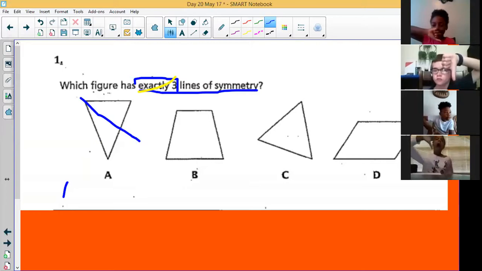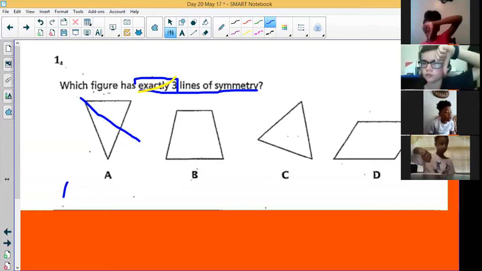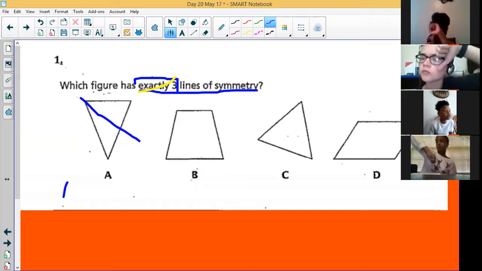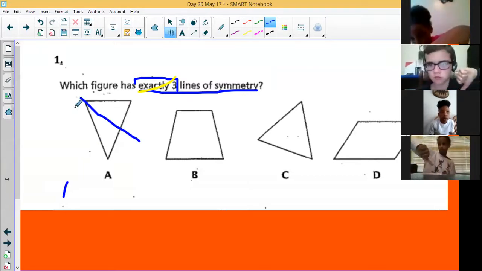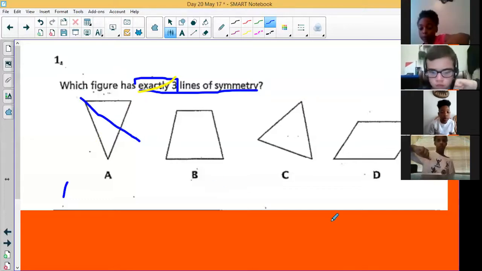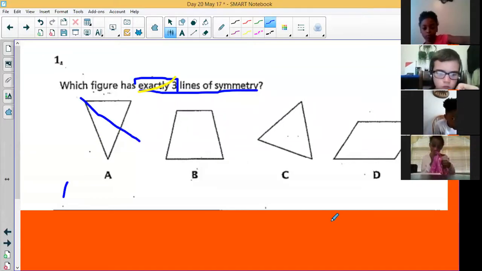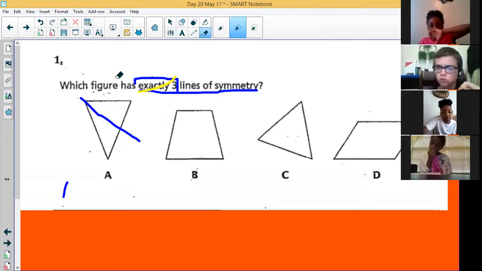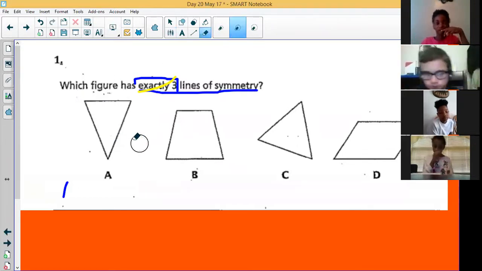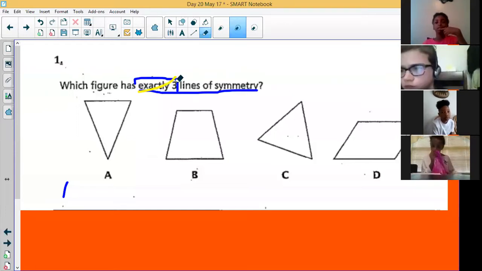Israel, do you think it's a thumbs up or a thumbs down? Unmute yourself. Is that a line of symmetry on what I have drawn? Say it again, sweetie. That is not a line of symmetry. You're exactly right. Good job, Israel. All right, so A has one line of symmetry, and we're looking for exactly what? 3 lines of symmetry. Let's go to B.